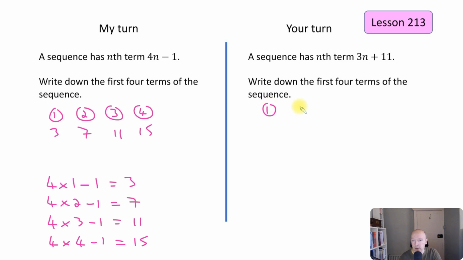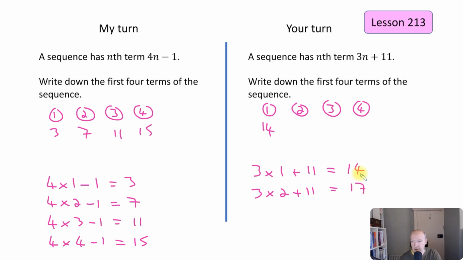Okay, so I've got 1, 2, 3, 4. So I'm going to do, first of all, 3 times 1 plus 11, that'll be 14. Then 3 times 2 plus 11 is going to be 17. 3 times 3 plus 11 is going to be 20. And finally, 3 times 4 plus 11 is going to be 23.